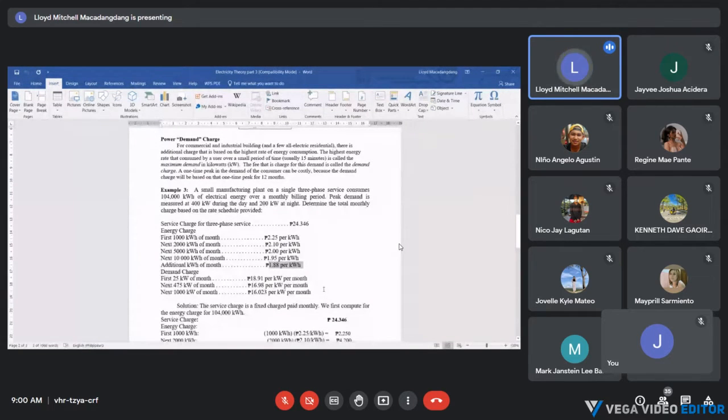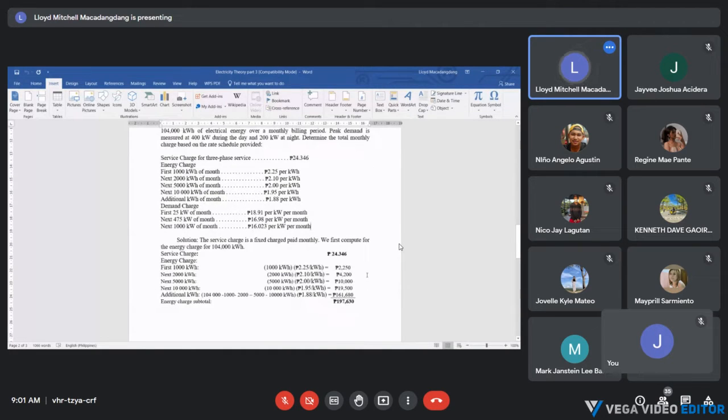So for the demand charge, the first 25 kilowatt of the month is 18.91. For the next 475 kilowatt of the month it is 16.98 per kilowatt per month. For the next 1,000 kilowatt of the month it is 16.023 per kilowatt per month. So these are the demand charges.